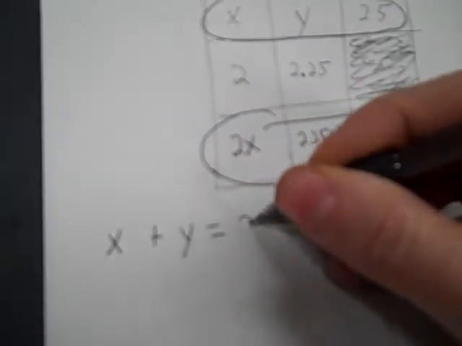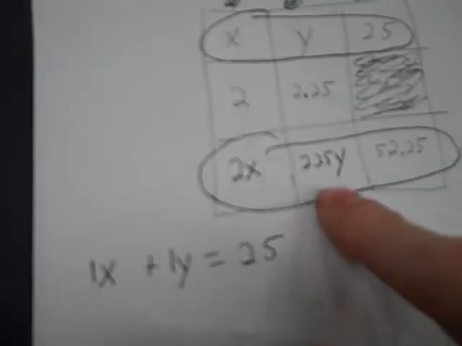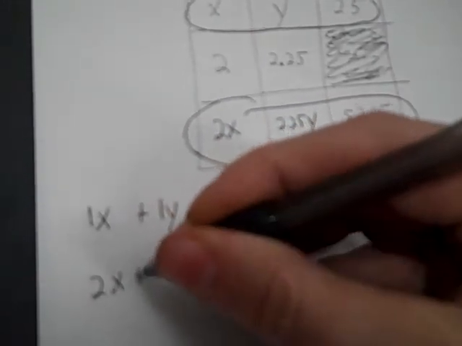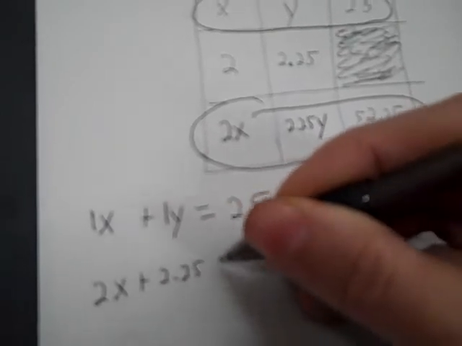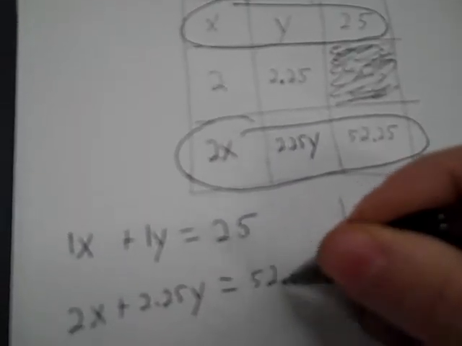Okay. All right, so I've got from the top an equation, and from the bottom an equation, because I need two of them. So x plus y equals 25 is my first one. Put ones in front, and then right below it, I want to write the bottom. So 2x plus 2.25y equals 52.25.